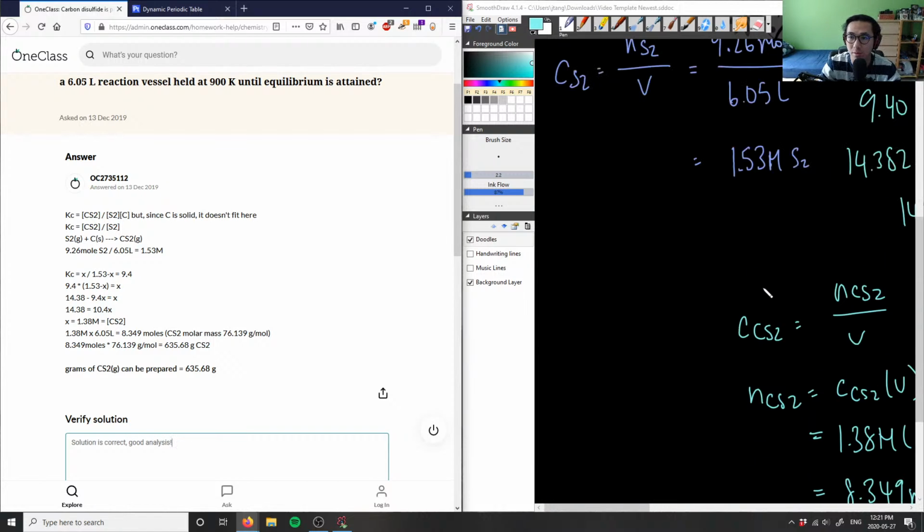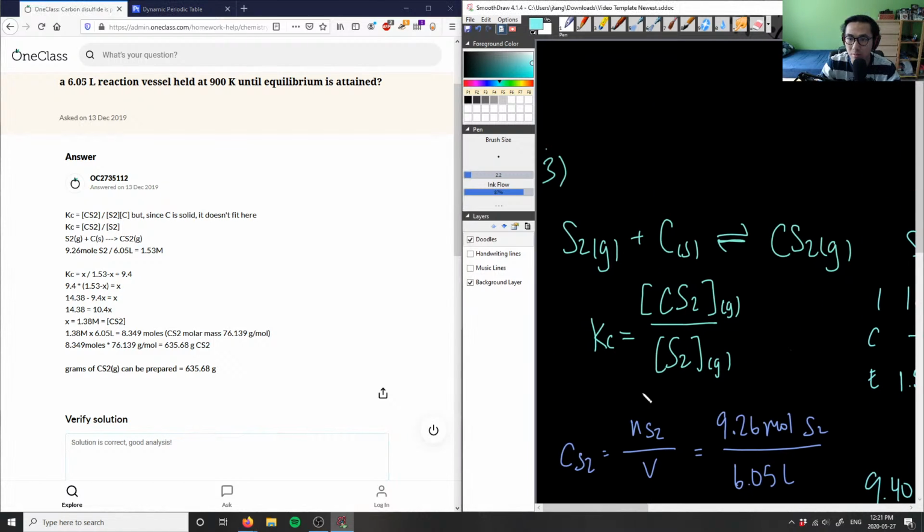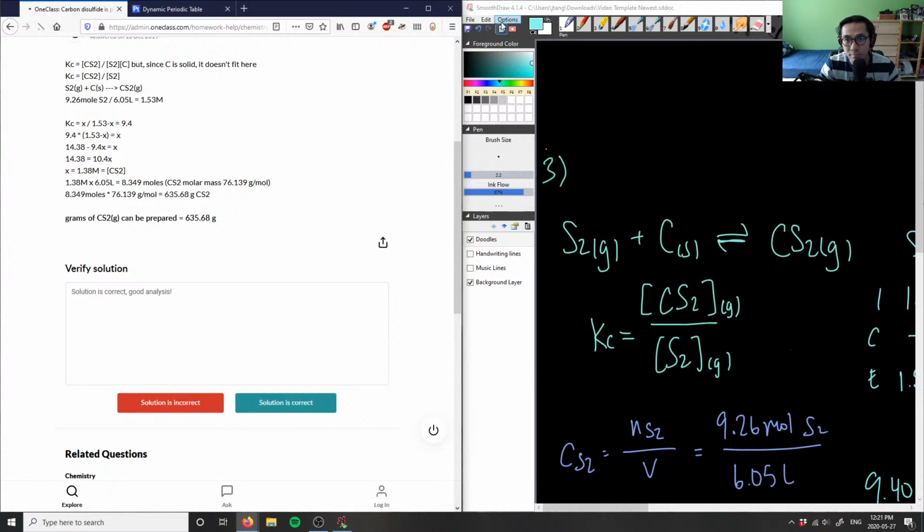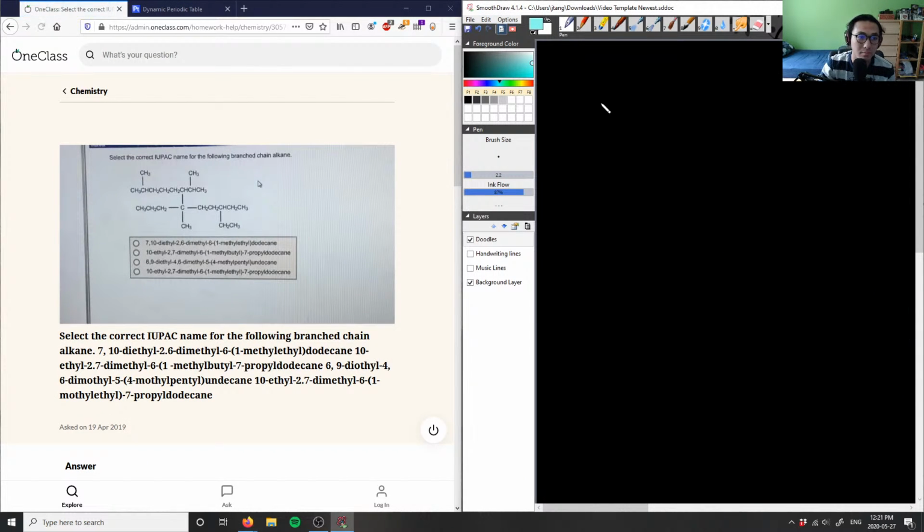Let's get analysis as well. This is number 3. Number 4 is to select the correct IUPAC name for the following branched chain alkane. So let me try to write this. Oh, this is a very, very big one here. Let me do the line diagram instead, because writing the CHs would be kind of tedious here.